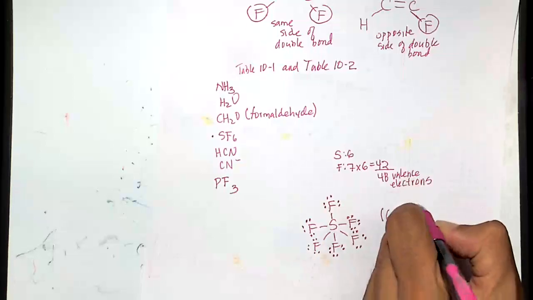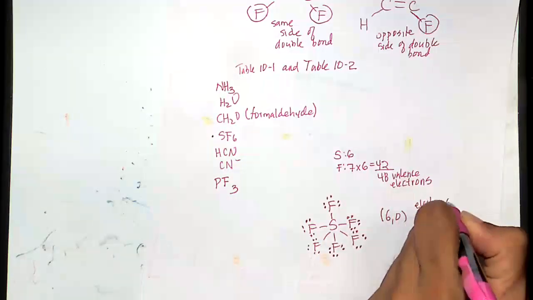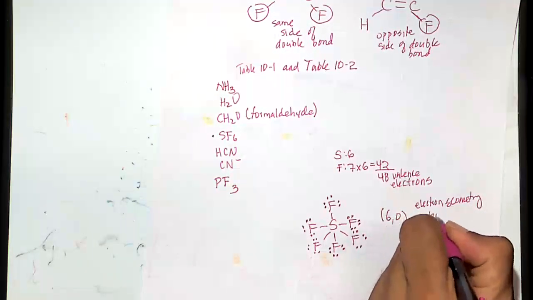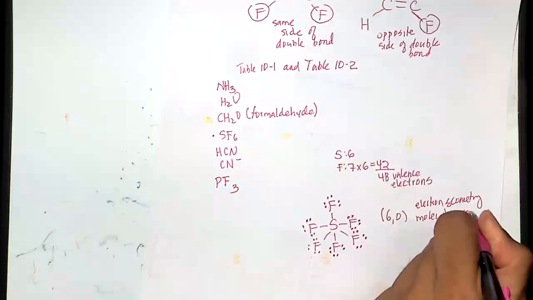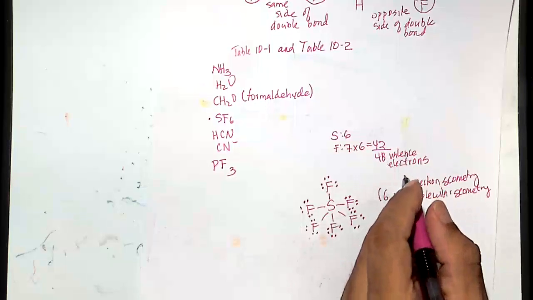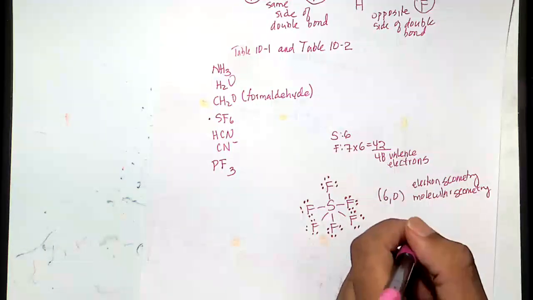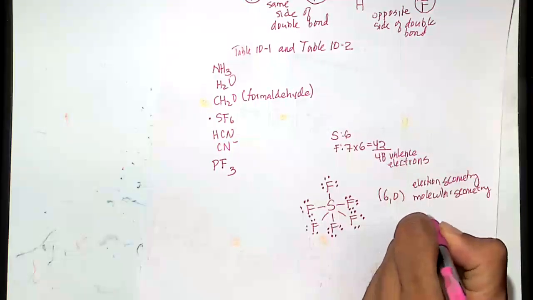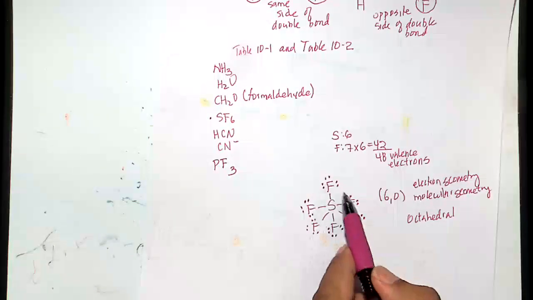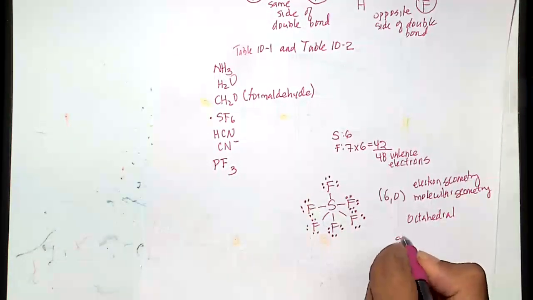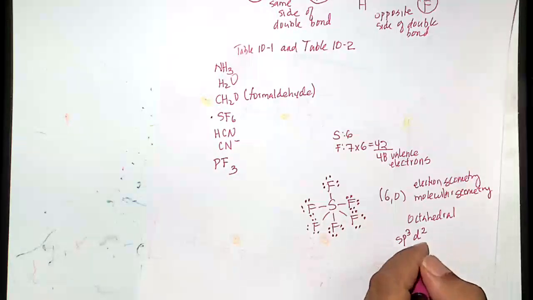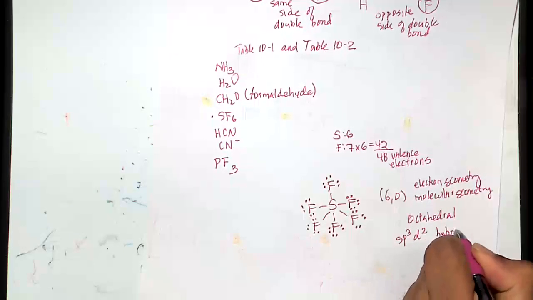So what does that make the structure? The electron pair geometry and the molecular geometry? They're one and the same. So what is their geometry? Look at table 10.1, and that would be octahedral. And what is the hybridization of this? sp3d2 hybridized sulfur.